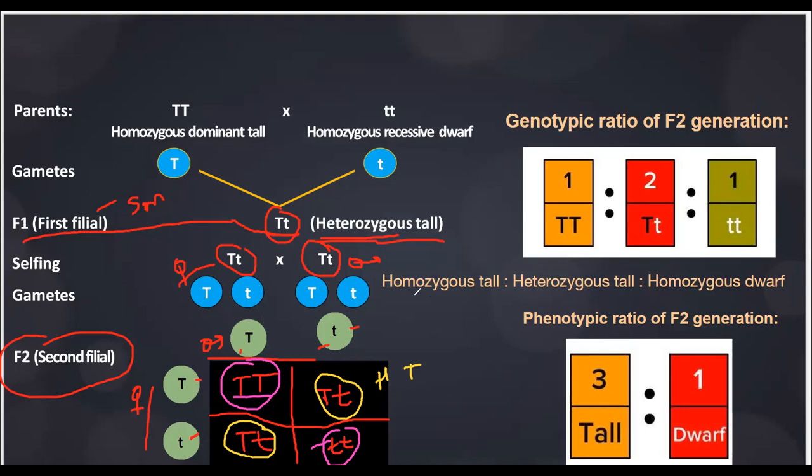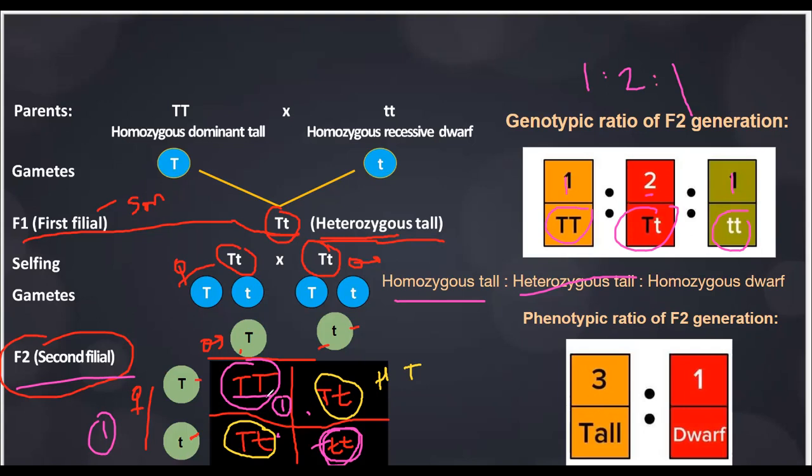So you got homozygous tall 1, then heterozygous tall 2. Here it is represented. And homozygous dwarf, how many you got? 1. Total you get only 4 possible combinations in the F2 generation because you're considering only one trait, that is the height of the plant. So this is how you will represent your genotypic ratio. Genotypic ratio is 1 is to 2 is to 1.